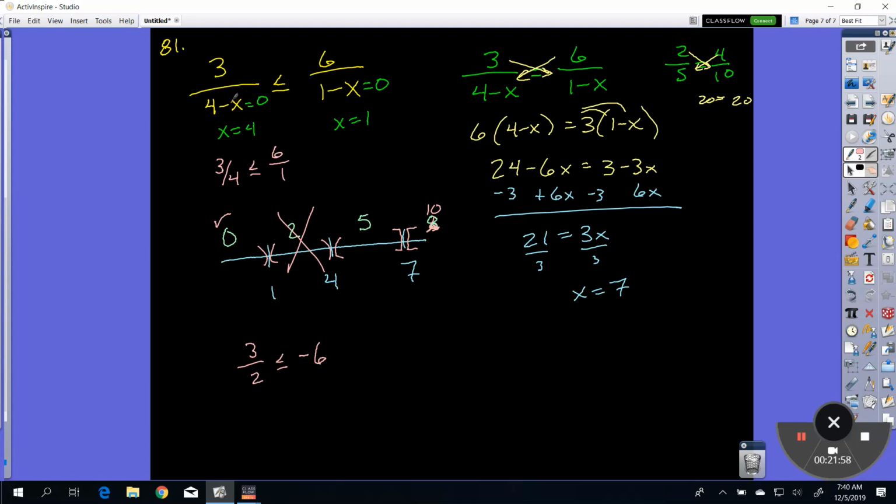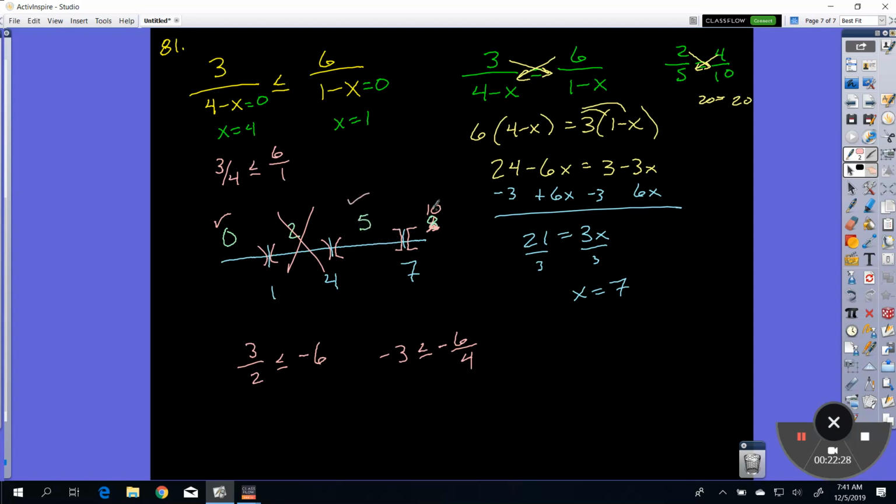Now I plug 5 in. 4 minus 5 is negative 1. So that's negative 3. 1 minus 5 is negative 4. So which one's further left, negative 3 or negative 6/4? Negative 3 is further left, which means it is less than. So that one works.